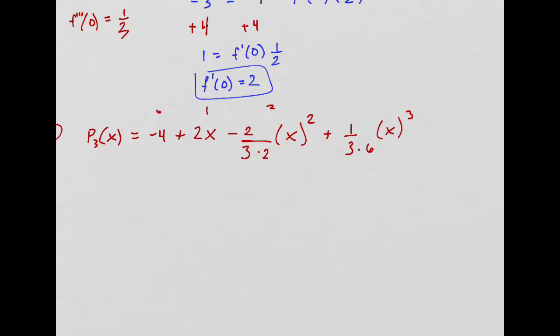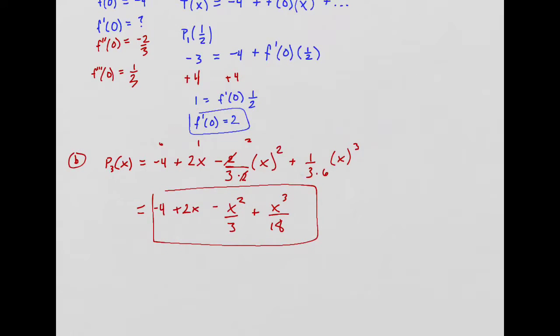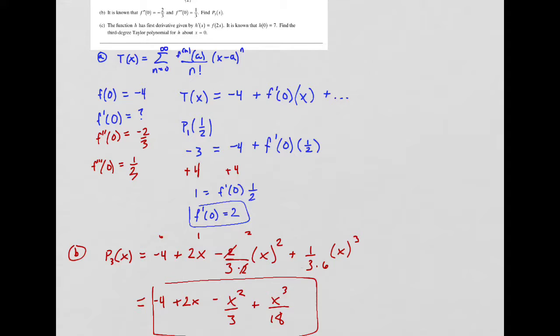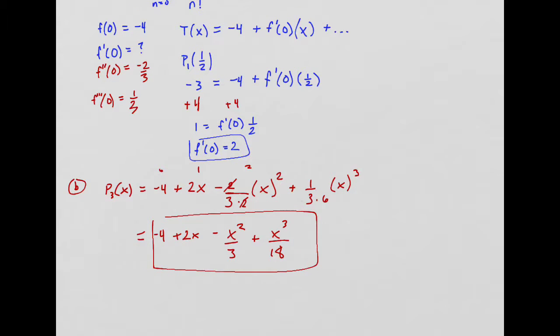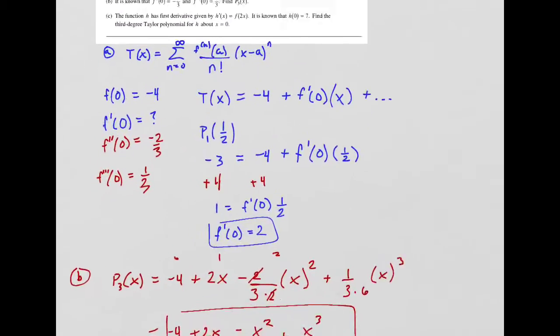So I can just write this down. -4 plus 2x minus x squared over 3 plus x cubed over 18. And that's it. So far, so good. This is actually worth 3 points, just using that formula. It's crazy. The first one was worth 2 points. Amazing. You get 100% on this. Part B is done. That's P3. Okay.